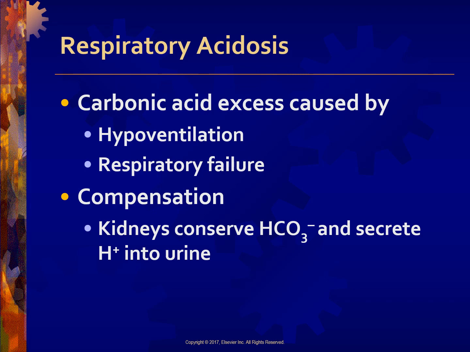To compensate, the kidneys conserve bicarbonate and secrete increased concentrations of hydrogen ion into the urine. During respiratory acidosis, the renal compensatory mechanisms begin to operate within 24 hours. Until those renal mechanisms have an effect, the serum bicarbonate will usually be normal.